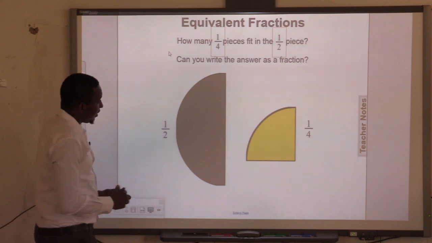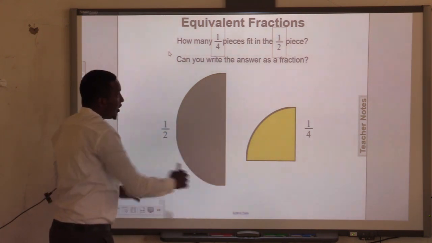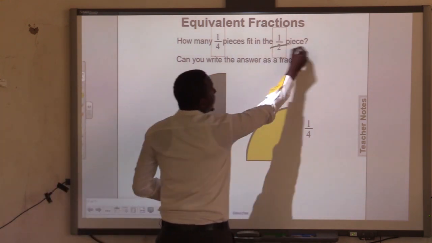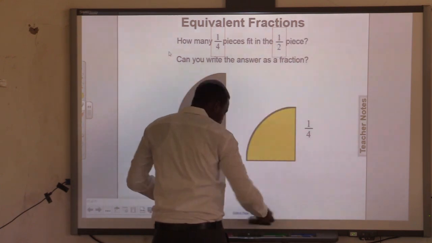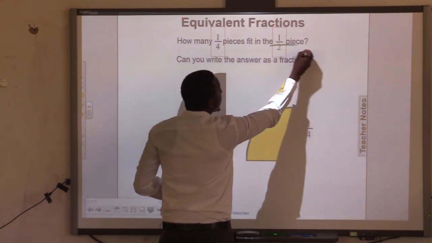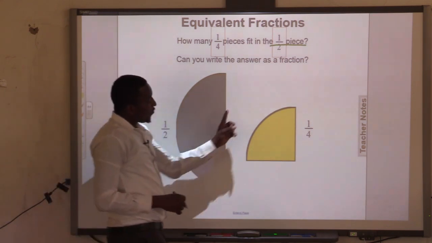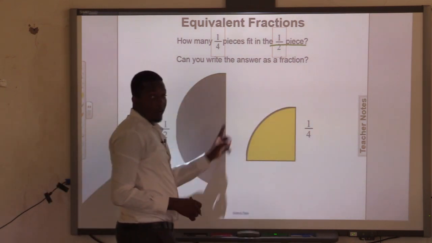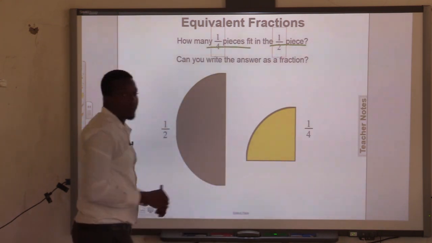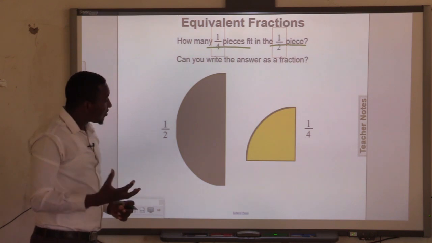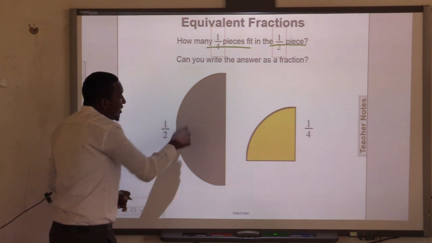Now, if you look at it, the first diagram that we have on this side is half of a circle, which represents the half piece discussed in the question. Also, the 1/4 piece that you are seeing here in yellow color represents the 1/4 piece that is discussed in the question. So you are asked, how many 1/4 pieces can you have in this half piece?